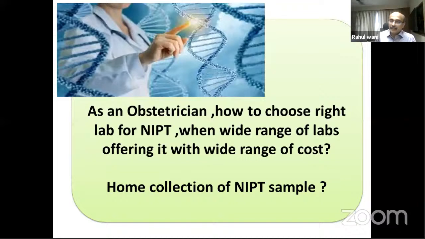So it is important that your place is recognized for NIPT. Only then can you collect the sample, and the labs which are accepting samples for NIPT should be accepting them from a place which is registered under PCPNDT. Otherwise, it is better to collect the samples at the lab itself. Very true.